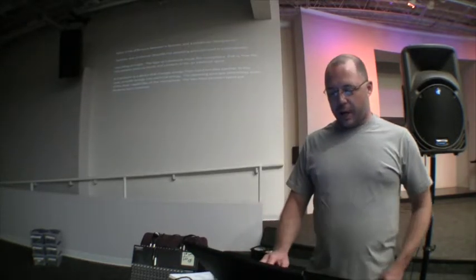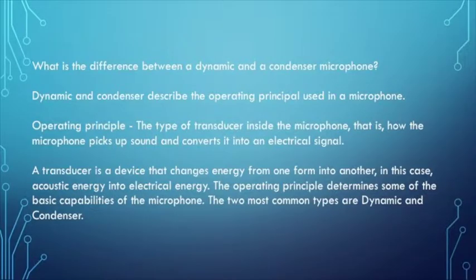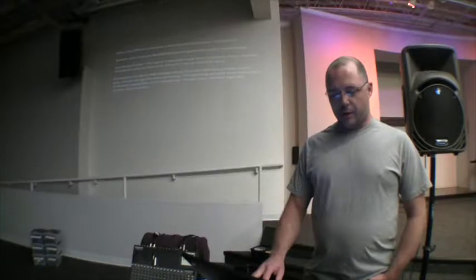Dynamic and condenser describe the operating principle used in a microphone. The operating principle is the type of transducer inside the microphone, that is, how the microphone picks up sound and converts it into an electrical signal. All it does is change one form of energy into another. That's all a microphone does. A transducer is a device that changes energy from one form into another, in this case acoustical energy into electrical energy. The operating principle determines some of the basic capabilities of the microphone. The two most common types are dynamic and condensers. If you could go to slide 8.